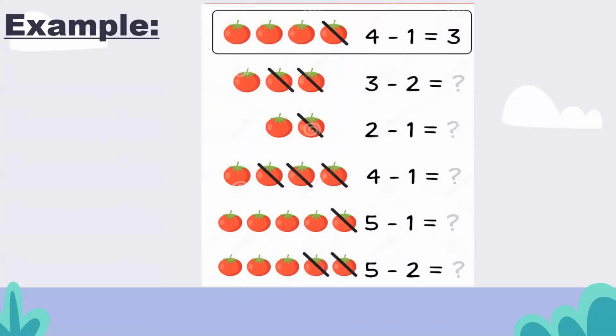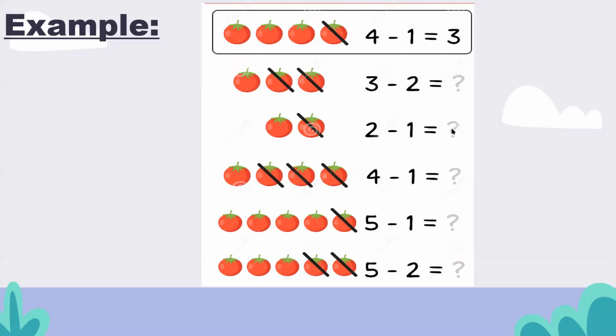Let's take some examples. First, I have 4 tomatoes, and then I eat one of them. So let's count from the smallest to reach the biggest. Open your fingers and start counting with me. After 1, 2, 3, 4. How many fingers? It will be 3 fingers. So the answer will be 3.